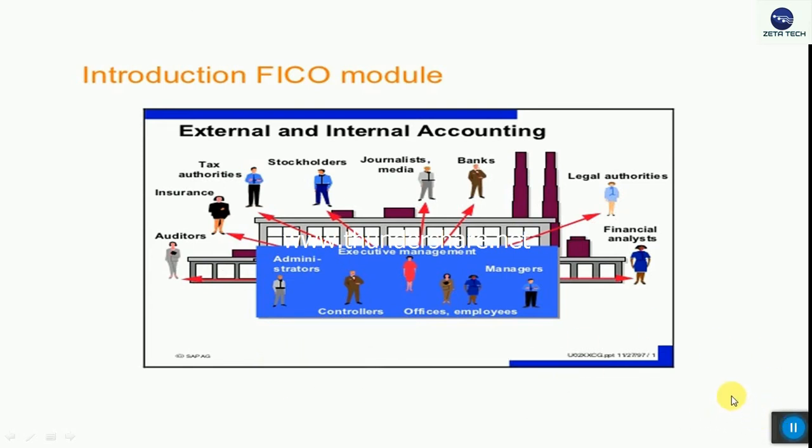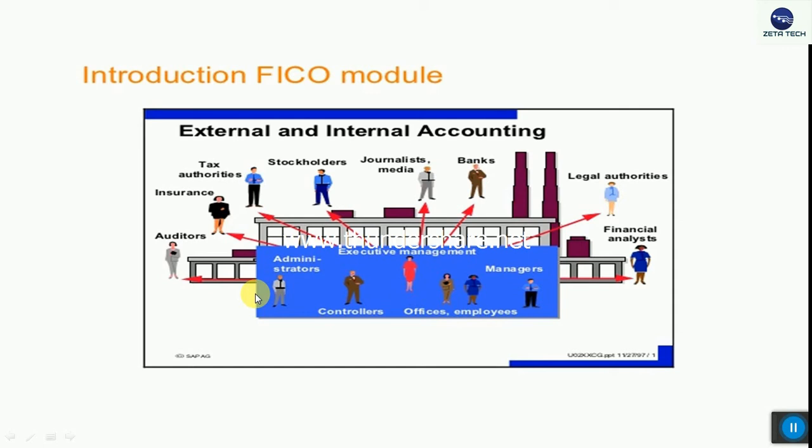Introduction of the FICO module. You know that in the FICO module, one is external and the other is internal accounting. So FI is called external and CO is called internal. First of all, one question will arise in mind: what is the external task going on in different companies?